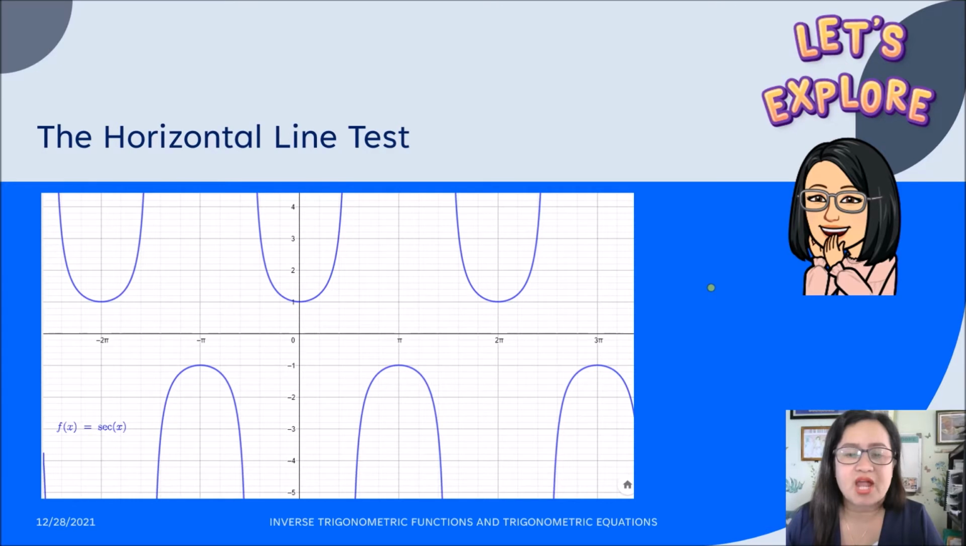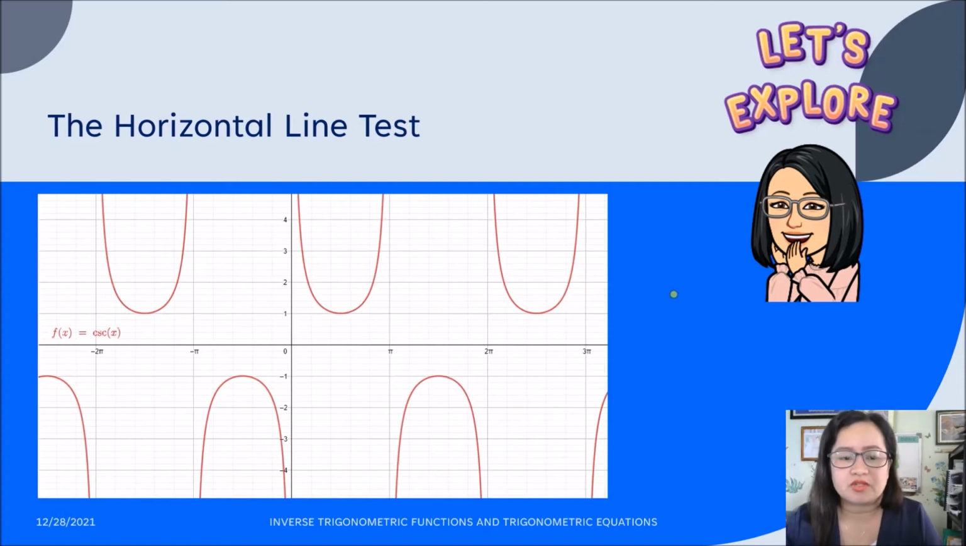Now, take a look at the graph of the function secant x. Can you tell whether the inverse of this function exists? Let's draw a horizontal line over the graph. Now, constructing a horizontal line over its graph, we can see that there are also many points of intersection. Therefore, the inverse of the function secant x does not exist. What about the cosecant x? We can draw a horizontal line and we can also conclude that its inverse does not exist.